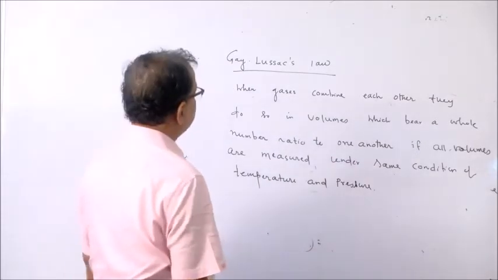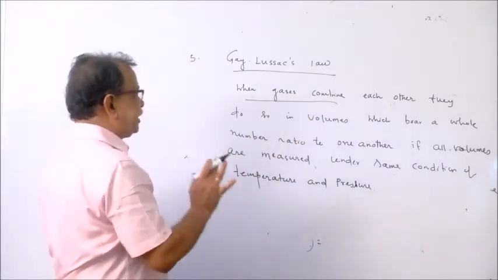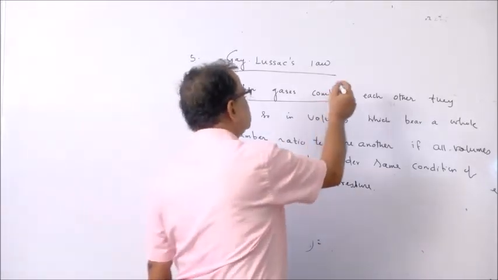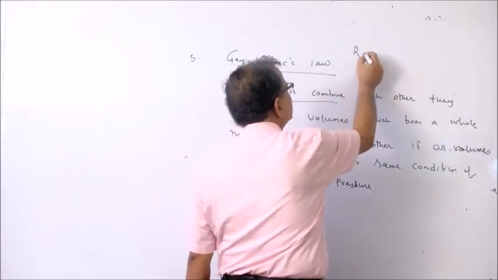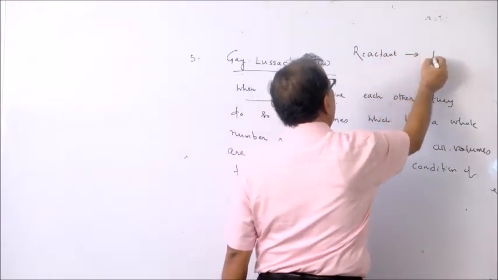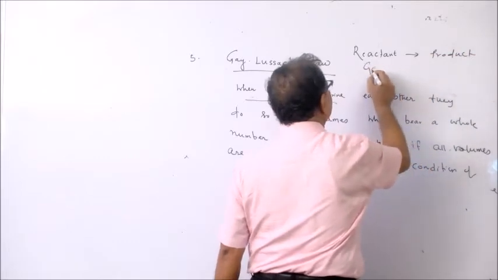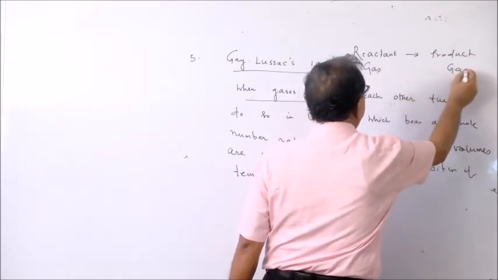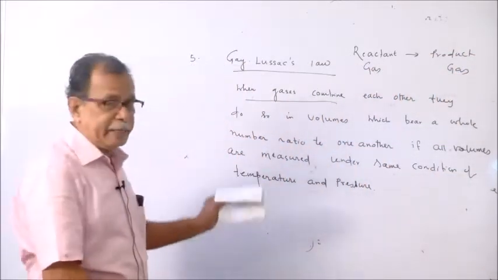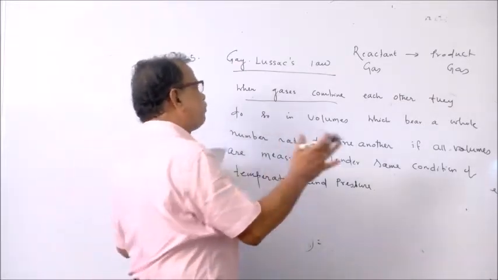Simple way I may write. When gases combine together in the gaseous state, on both the reactant side and the product side, the reactant is a gas and the product is also a gas. If all are gases, the reactants are gas and the products are gas, then the behavior is simple.